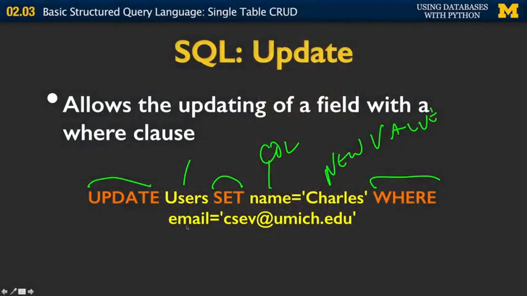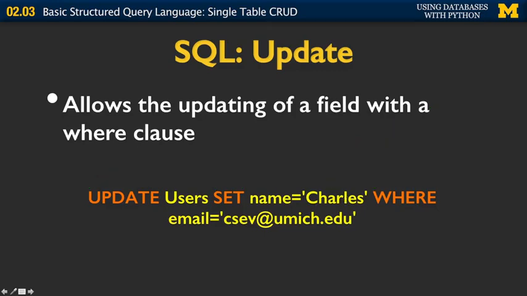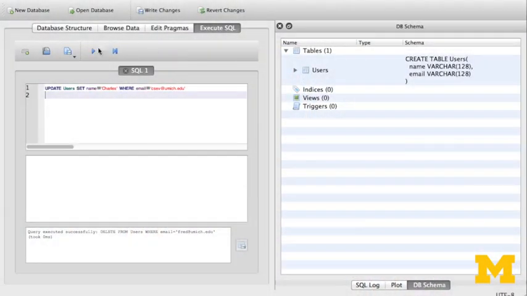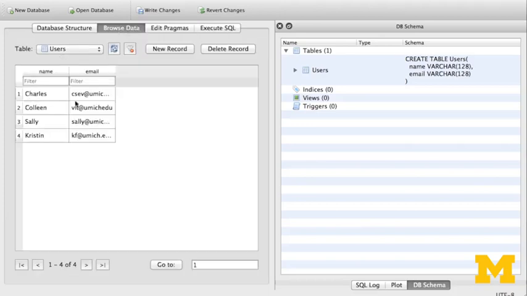So we have a where clause here that says where email equals csev@umich.edu. So what we're really saying is go find the rows that have that true and change the column named name to be Charles. So let's do that one. And hopefully at this point you're following along and you're doing your own data, because that will be one of your assignments, to make a database and turn it in. So I will say execute, and I take a look at browse data, and you see that Charles is now changed.